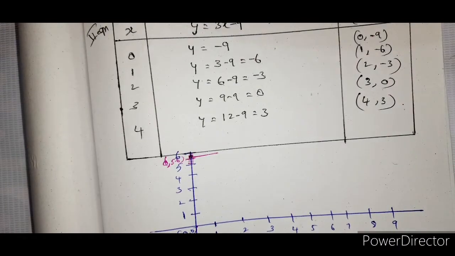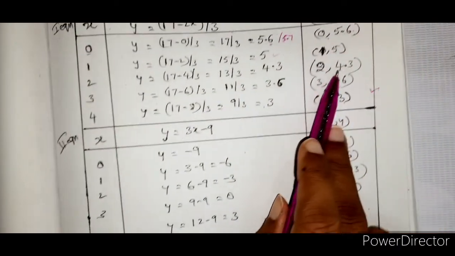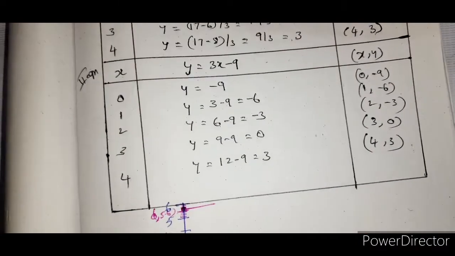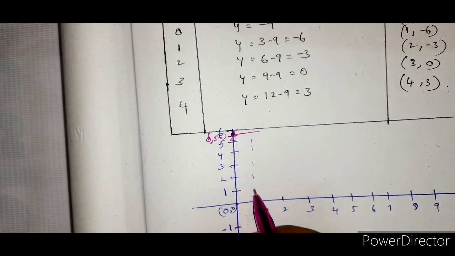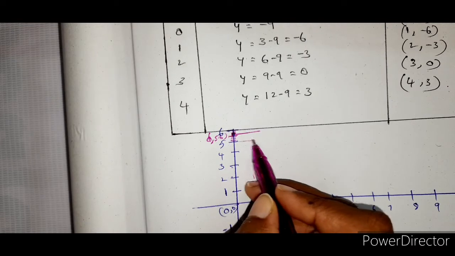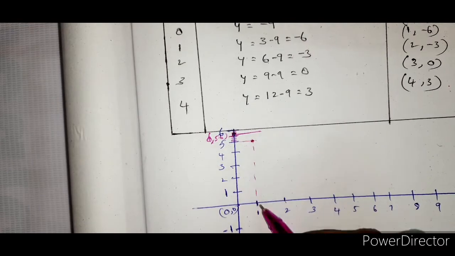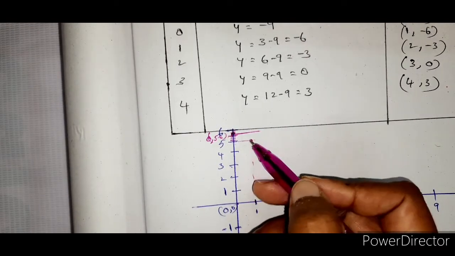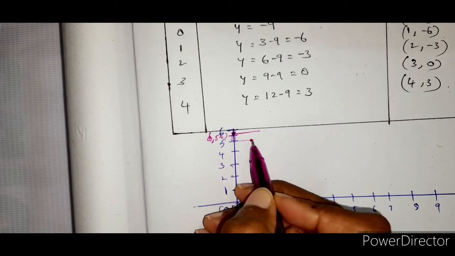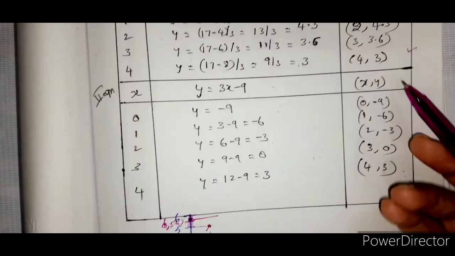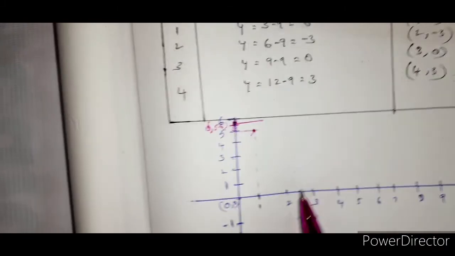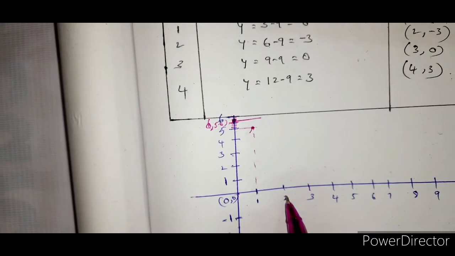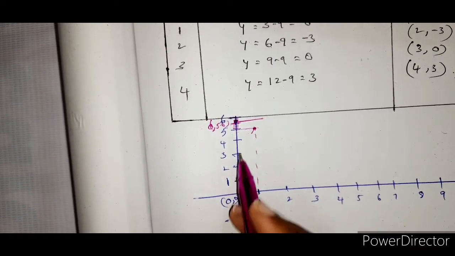The next point is 1, 5. That means when x is 1, we got the y value to be 5. Mark this point, the point of intersection of these two lines. When x is equal to 1, y is equal to 5. So this is one point, and this is the next point. Now let us observe the next one: 2, 4.3. When x is 2, y is 4.3.